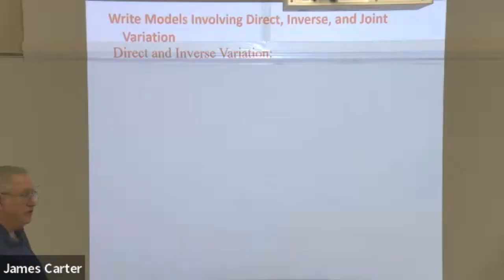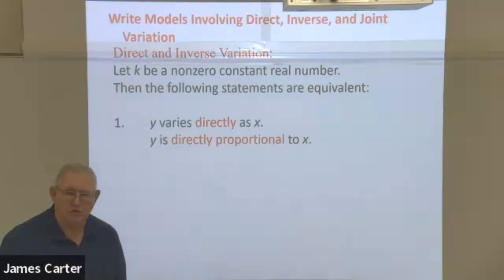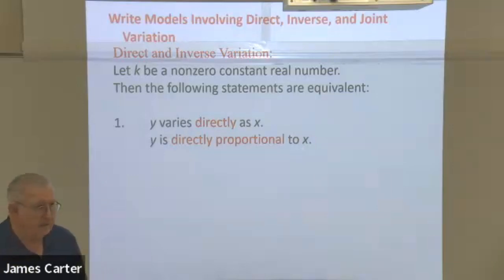We have direct and inverse variations. That's the two types. And what you do is you let K be some real number. Now, initially, you do not know what K is. Okay. Y varies directly as X. Y is directly proportional to X are equivalent statements. Okay, we're just talking language so far.